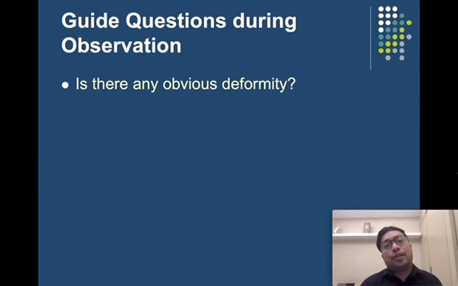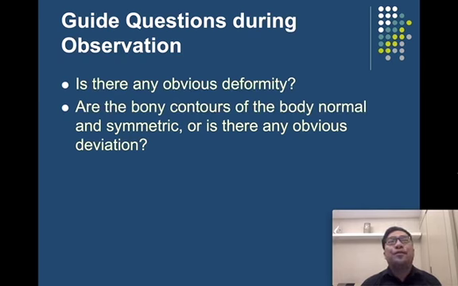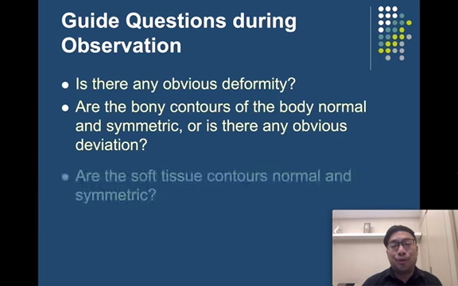Some of the guide questions: is there any obvious deformity? Particularly, for example, we've seen that the patient has a deformity in the foot, like a foot drop. You may see a deformity in the scapula, for example, the left scapula is higher compared to the right one in a static position. Are the bony contours of the body normal and symmetric, or is there an obvious deviation? I think you've discussed this one in your postural assessment.